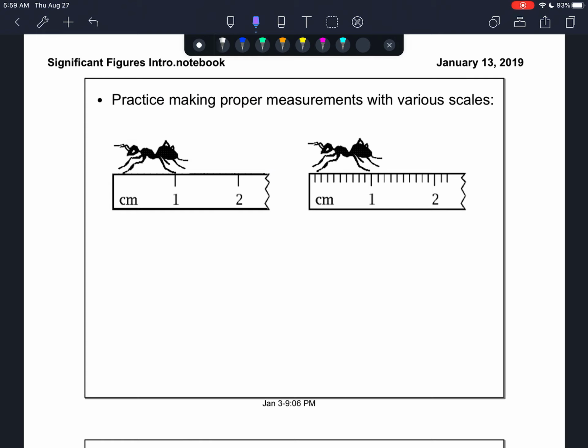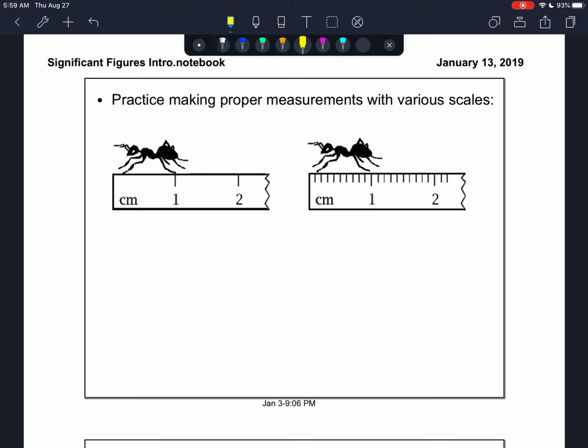So let's move on. Let's do an example of measuring the length of this ant with 2 different rulers of varying precision. We'll start with the one on the left. Now, when you're making a measurement, you should always consider, what do I know for certain and what do I know that's uncertain?